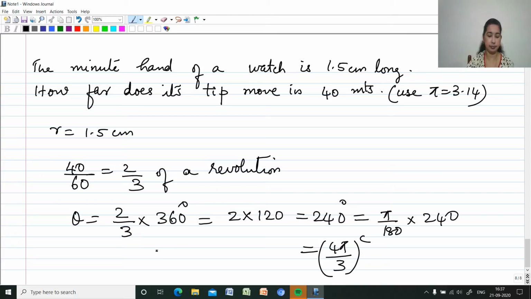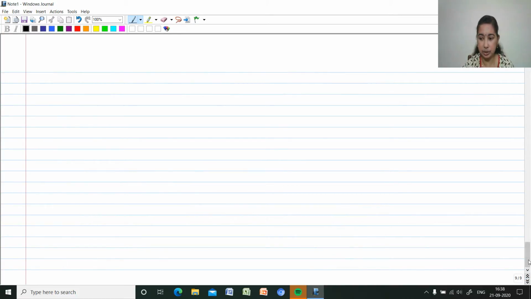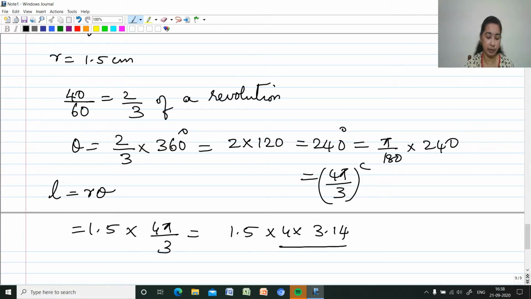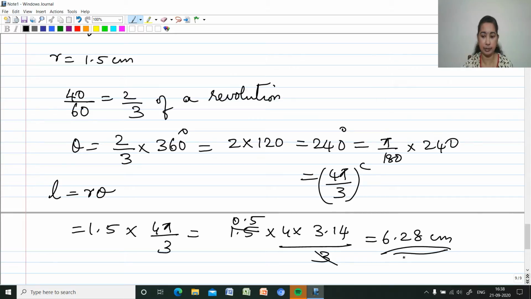So that is theta. Now what you're supposed to find: the minute hand of a watch, how far does its tip move in 40 minutes, means we have to find out the arc length. Arc length l is equal to r theta. Substituting the values, r is 1.5 and theta is 4 pi by 3. Pi value is 3.14, so substitute that, 4 into 3.14 divided by 3. Simplifying this, 3 here, 0.5. That is 6.28 centimeter. That is the arc length.